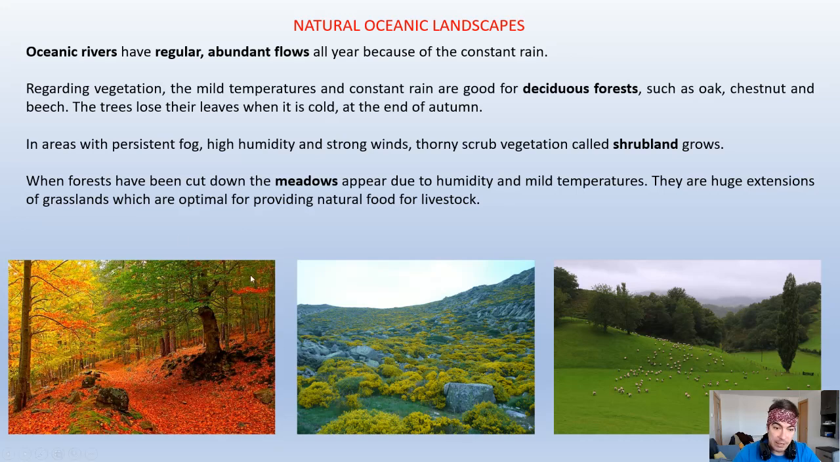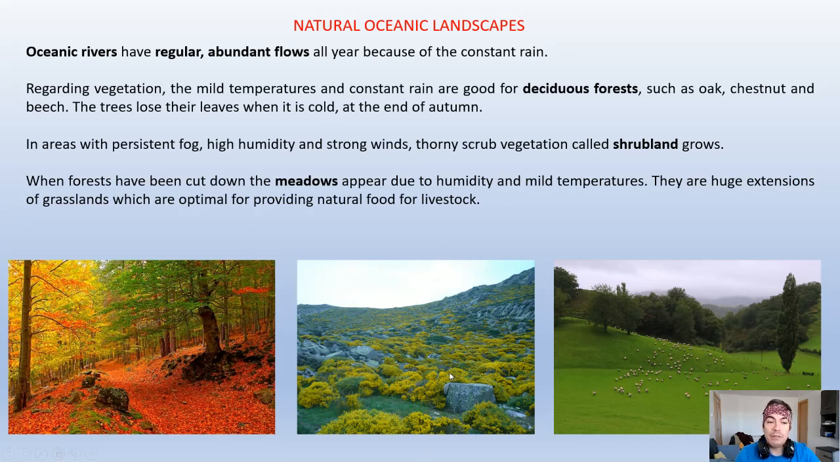Here you can see an example of deciduous forest, and these trees are starting to lose their leaves because we can see the leaves on the ground. Okay? In areas with persistent fog, high humidity and strong winds, we have thorny scrub vegetation. Thorny means it has thorns, espinas. Scrubs means maleza. This is a very small vegetation, and it is called shrubland, que en castellano sería matorral. Okay, shrubland, matorral. This photograph is an example of shrubland.